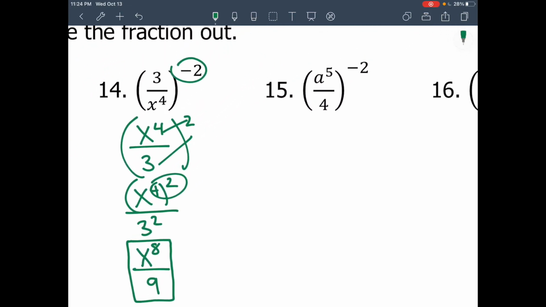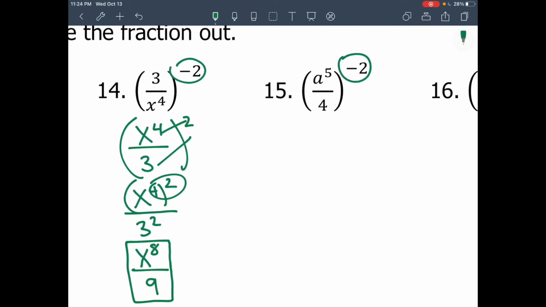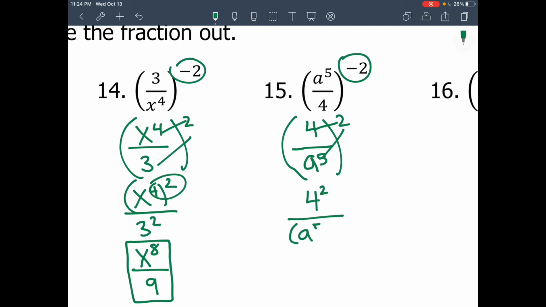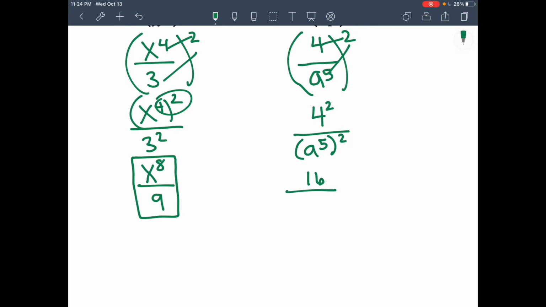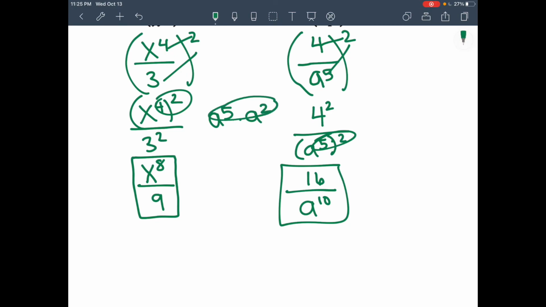Okay, so let's move on to the next one. Negative second would be switch, and then we're squaring it. So giving that to both of those, 4 squared over a to the 5th squared. So 4 squared is 16, and then a to the 5th squared would be 5 times 2, so a to the 10th. Again, when you're going a power to a power, you multiply. When you're doing powers that are next to each other that are being multiplied, you would add them. So just remember that difference.